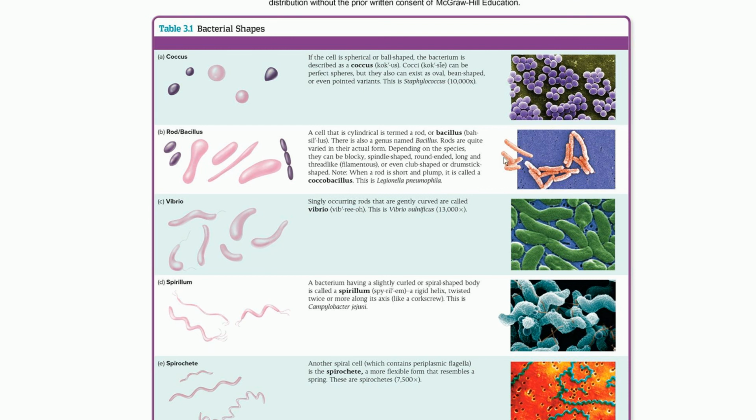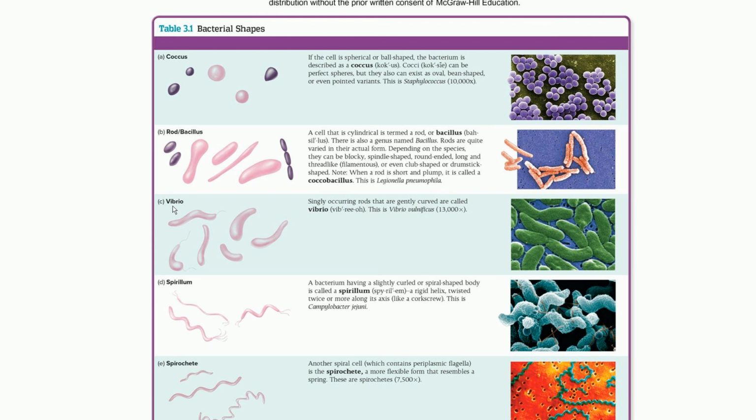Okay, like you can see they are like cylinders, and rods are also called bacillus. And something very important to know is there is one genus of the bacteria which is also called bacillus. So especially when you have bacteria which has a shape of a rod, we also call them rods, or we also call them bacillus or bacilli. And if the rod is short and plump, like if the rod is very small and a little thick, we call them cocobacillus. Next shape is vibrio.